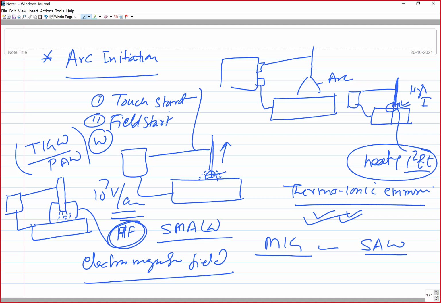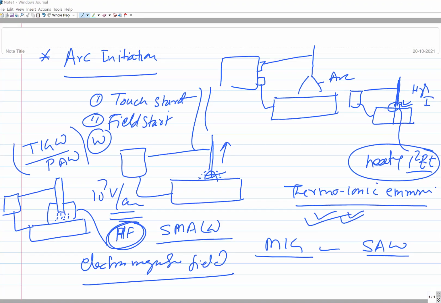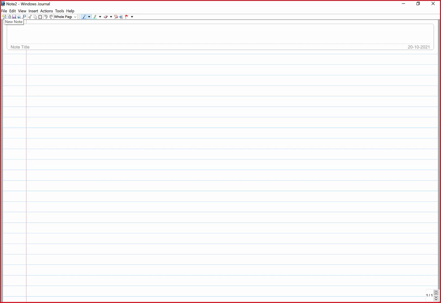This is the second method. So these are the two methods which are commonly used for arc initiation. One is your touch start and another is field start. There is one more simpler method which is a variant of the touch start method only.